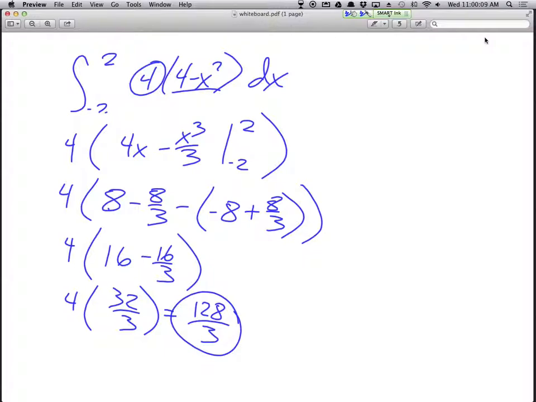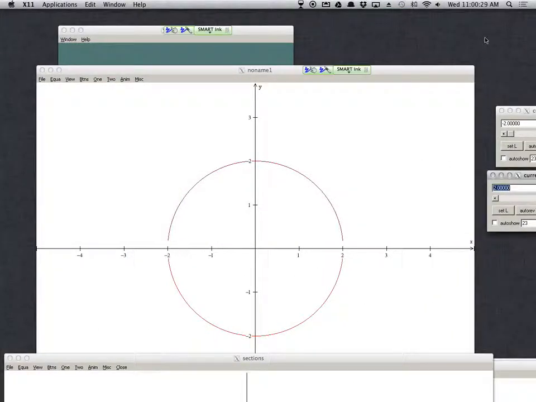What does 128 over 3 represent? The volume of the solid. The volume of the solid that has a base that's a circle and has a bunch of squares stuck on top of it. That's the volume of it right there. Okay? Let's move to the next one.